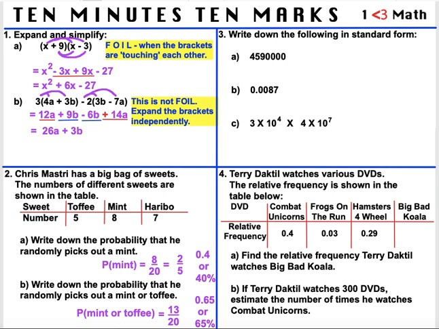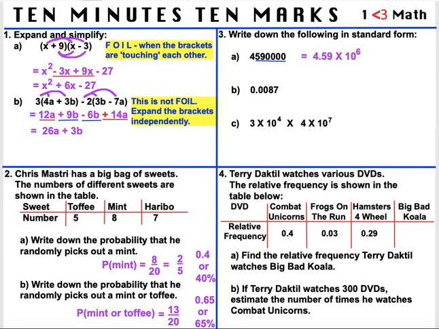Question 3 says write down the following in standard form. So we've got to put our decimal point after our first significant figure. So the first one is going to be 4.59, always multiplied by 10, and we need to see how many places the decimal point has effectively moved. The number we have is 4,590,000, and we should know by now that millions are 10 to the power of 6. So our solution for the first question is 4.59 times 10 to the 6.